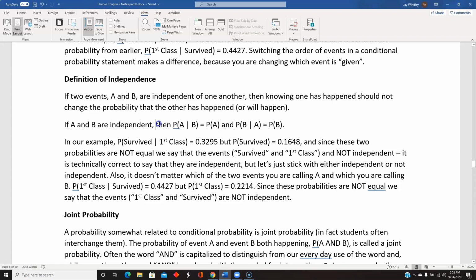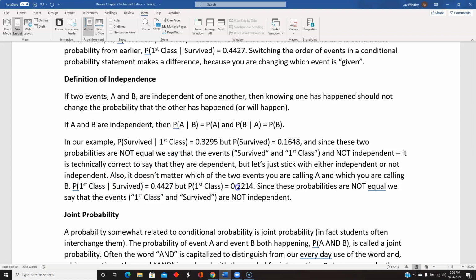So in our particular example, the probability that someone survived, given that they're in first class, is about 33%, but the probability of just survived is 16%. So calling this A and this B, that fits right into this rule here. And notice these two probabilities are not the same. And so since those are not equal, then we say that these two events, survive and first class, are not independent.